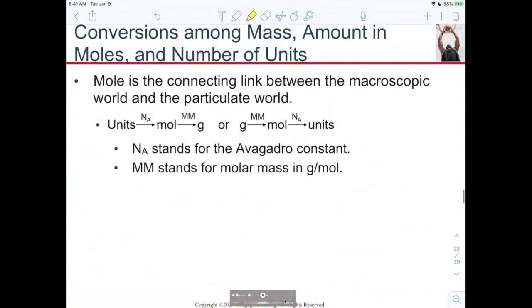So now they have a relationship between conversions amongst mass, amount in moles, and number of units. So here we're being told the mole is the connecting link between the macroscopic world and the particulate world.